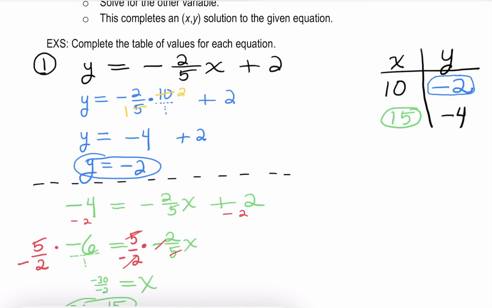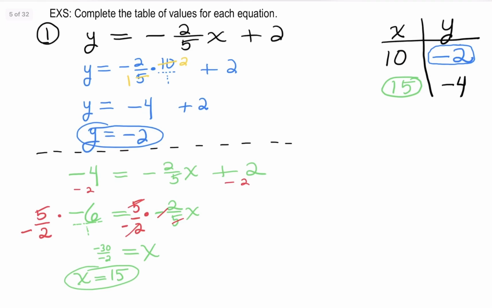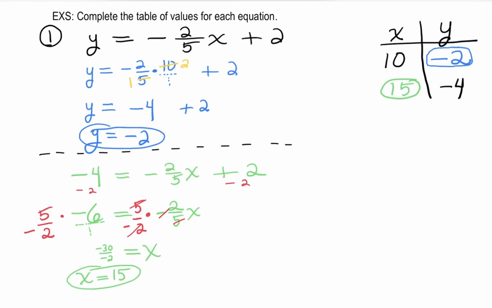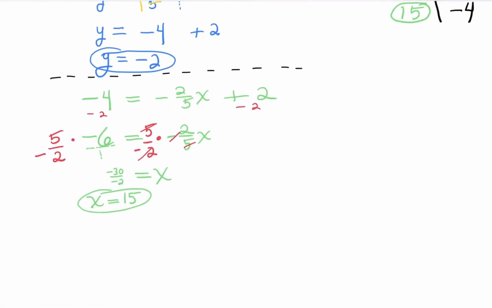So it really doesn't matter what I pick. We can pick anything we want for x and solve it for y, or vice versa. Sometimes one might be easier than the other. If you notice in this example we just did, the equation that was given was solved for y already, and so that made it a little easier to sub in the x number and then figure out what the y was going to be. So let's look at maybe one more example.